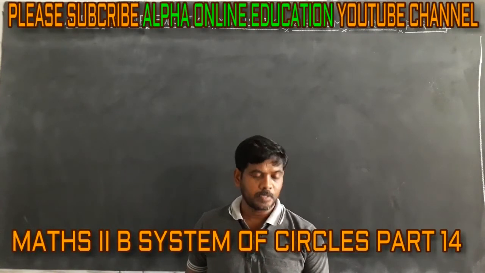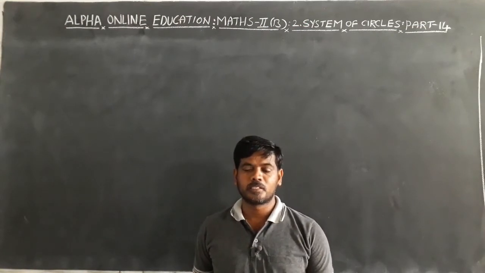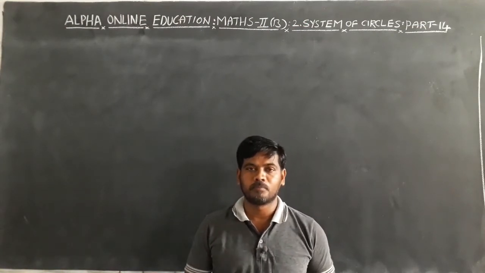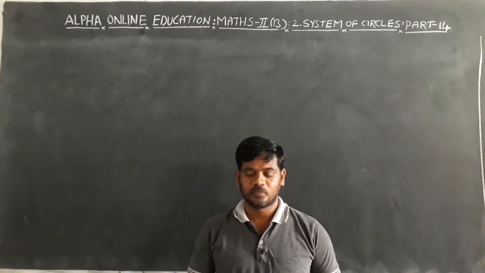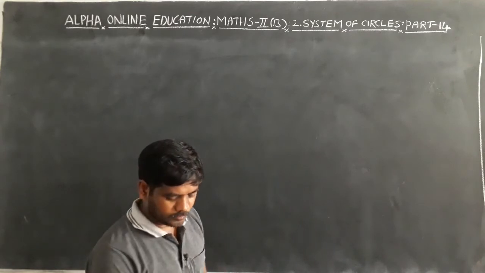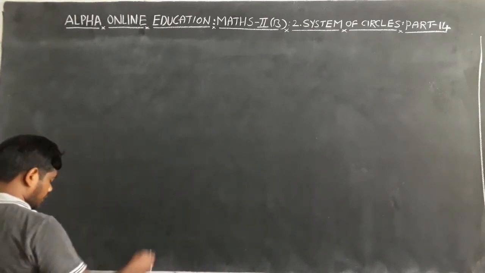Mathematics 2B, second chapter, System of Circles. One example problem, important problem: radical center. Find the radical center of the circles.